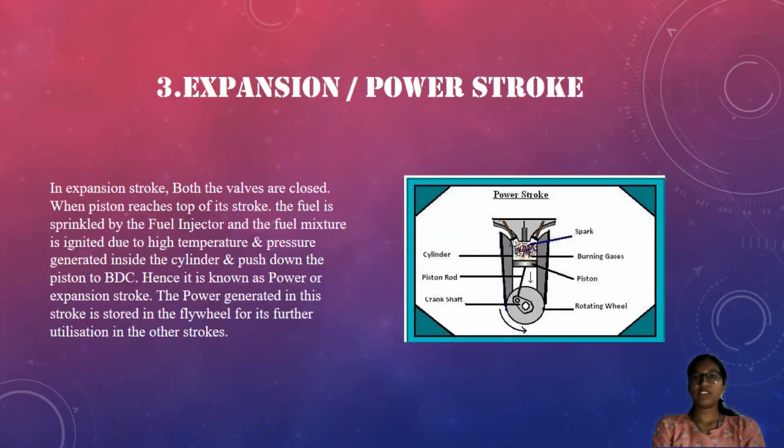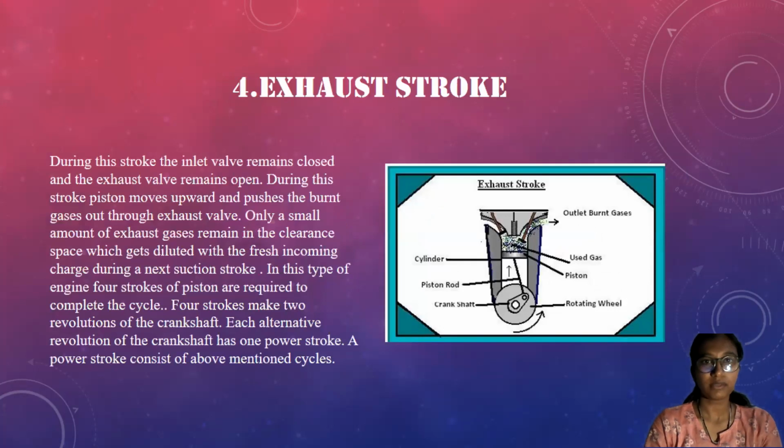Coming next to the expansion or the power stroke. In the expansion stroke, both the valves are closed. When the piston reaches the top of the stroke, the fuel is sprinkled by the fuel injector and the fuel mixture is ignited due to the high temperature and pressure generated inside the cylinder, and pushes down the piston to BDC. Hence, it is also known as the power stroke or the expansion stroke. The power generated in this stroke is stored in the flywheel for further utilization in the other strokes.